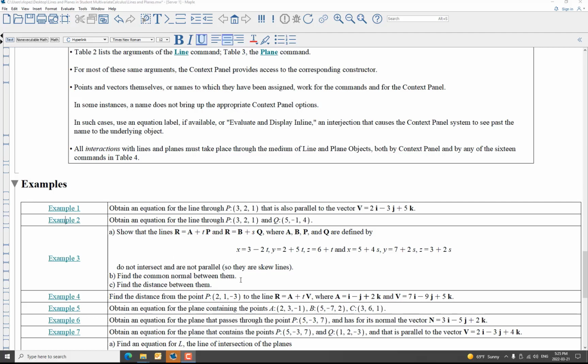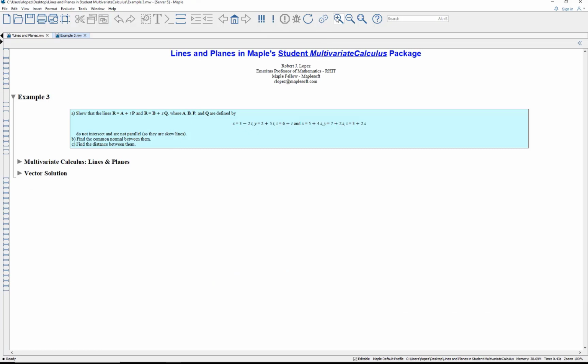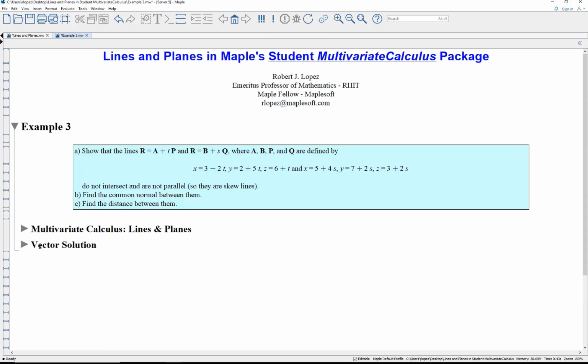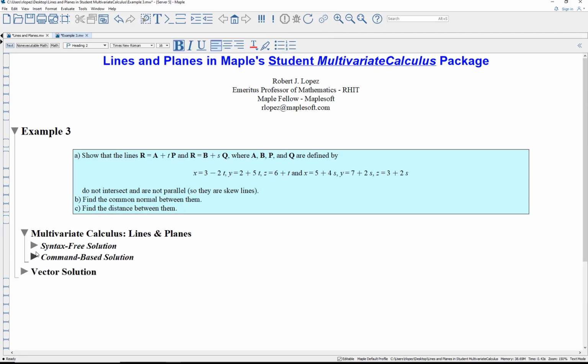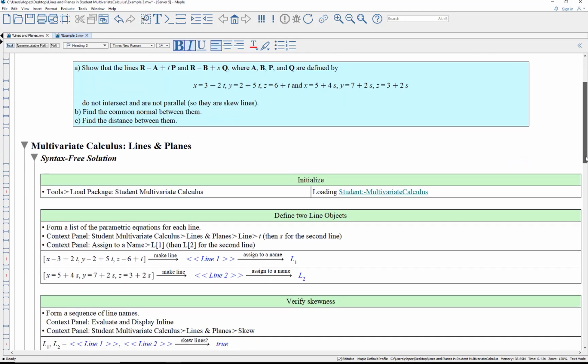Now, skew lines have a common normal, and when you get the common normal, you can use that to calculate the distance between the two lines. So let's follow this hyperlink over to this page where we can work on this problem. And again, we have two solutions, syntax-free and command-based. So let's look at the syntax-free solution first.